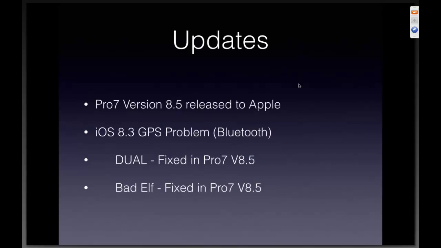The Pro 7.8.5 has gone to Apple, so we're looking for Apple to release that. You'll see it come through. The iOS 8.3 GPS problem with Bluetooth: we have a fix for the Dual that's currently available. So if you're running 8.3 and you're using the Dual XGPS 150, we already have a fix in place for that. If you're using the Bad Elf, that will be available in 8.5 when it gets released from Apple. So Dual's available, Apple is coming.